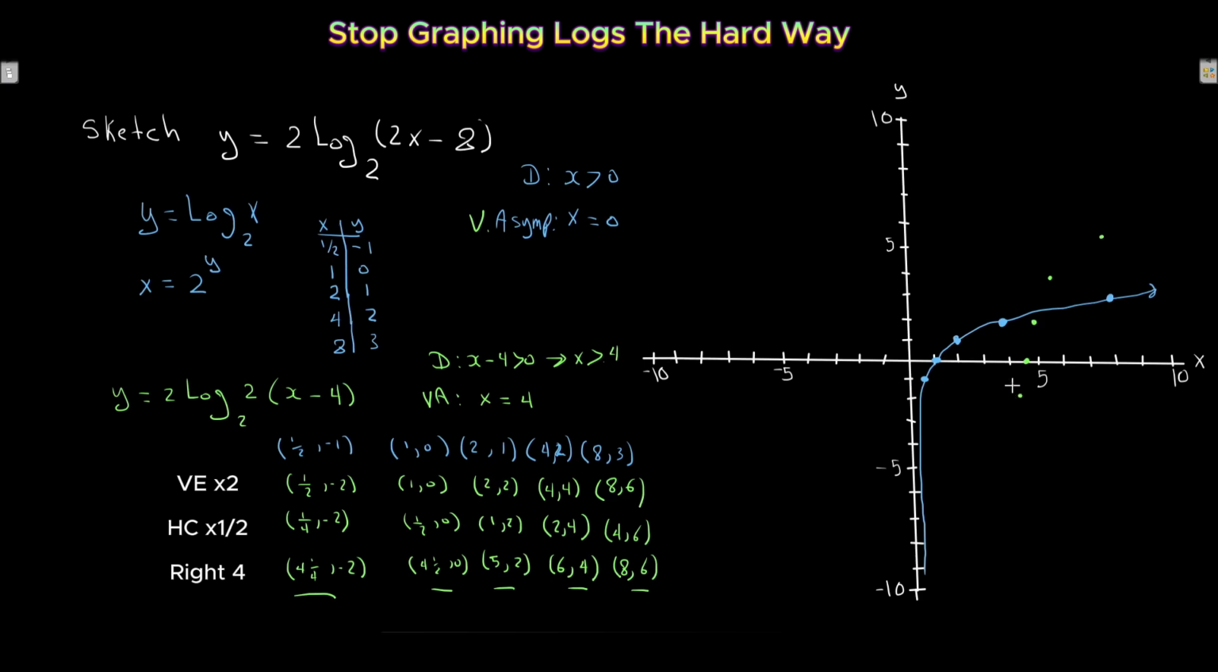Should have a dotted line at 4. Something that you get very close to, but you never touch. Trying to make it as accurate as possible. And therefore, we're going to have something that gets very close to here, and then just keeps on rising. And that's basically how your final graph looks like.